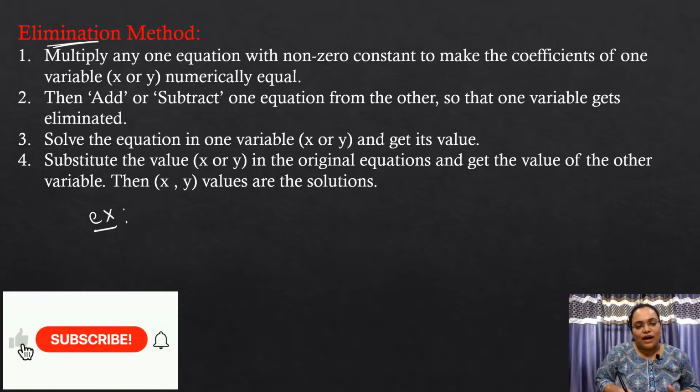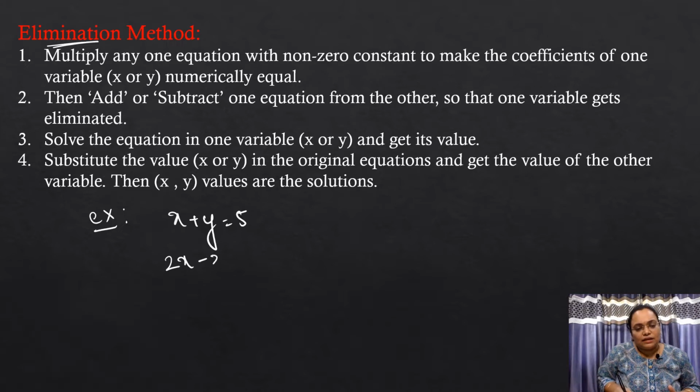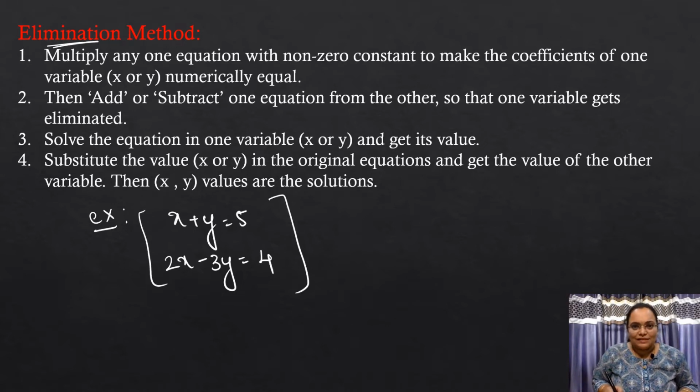For example, if you have x plus y is equal to 5, 2x minus 3y is equal to 4. These are a pair of linear equations in two variables. If you want to eliminate any one variable, we need to first check the coefficients of the variables. The coefficients of the variables should be equal. If the coefficients are equal, we can add or subtract so that we can eliminate one variable. Here the coefficients of the variables are not equal.